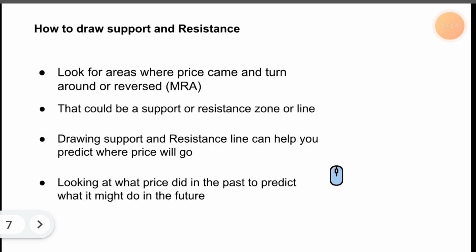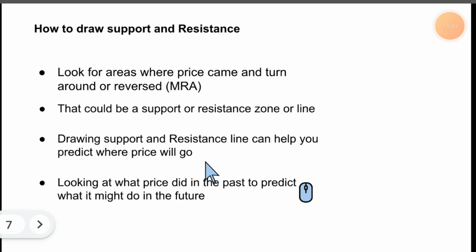Now, this could be a support or resistance zone or line. Where price turns around, it could be where you put your support or resistance. Drawing support and resistance lines helps you predict where price will go. As simple as that. From what we have explained about market structure, you can see price forming lower lows and lower highs, higher lows and higher highs, or equal highs and equal lows.